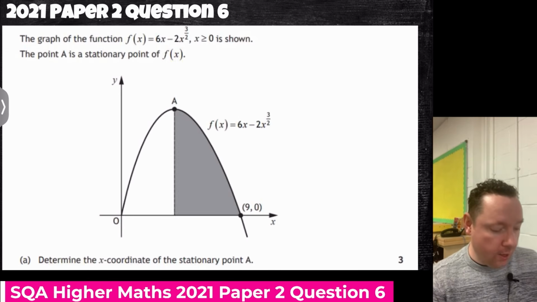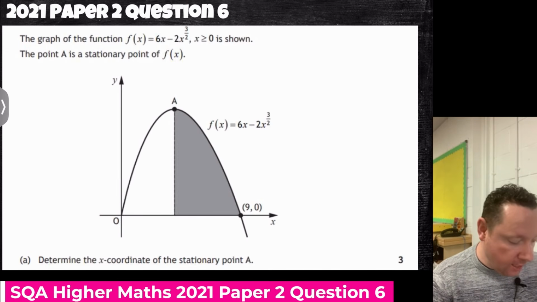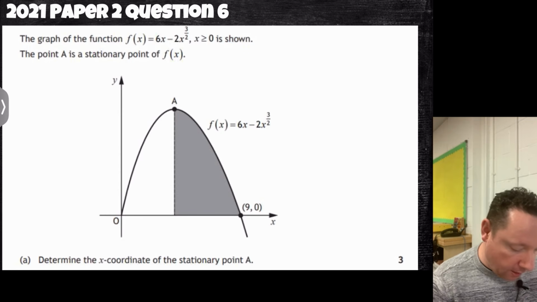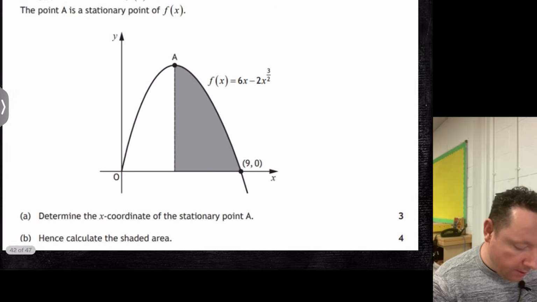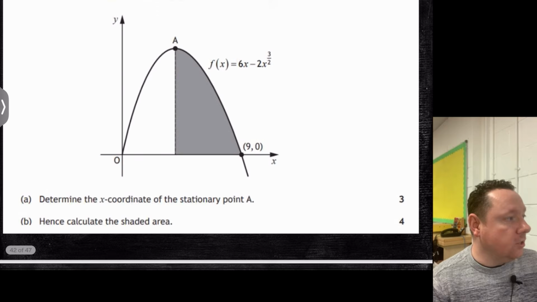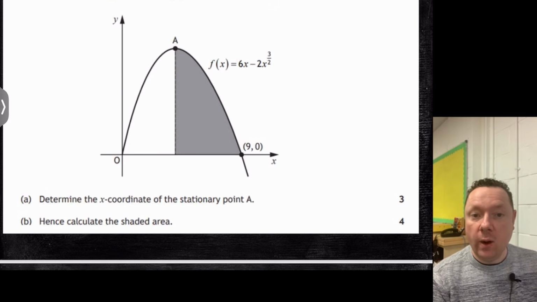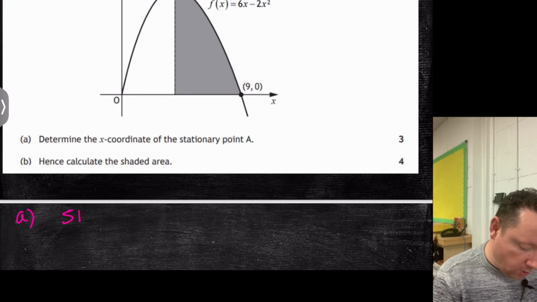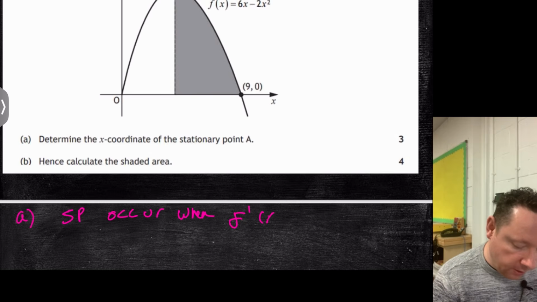SQA Higher Maths 2021, Paper 2, Question 6. The graph of the function f of x equals 6x minus 2x to the power of 3 halves is shown for x greater than or equal to 0. The point A is a stationary point of f of x, and it also shows us the roots at 0 and 9. Determine the x-coordinate of the stationary point. Stationary points occur when the derivative equals 0. So for part A, stationary points occur when f dash x equals 0.